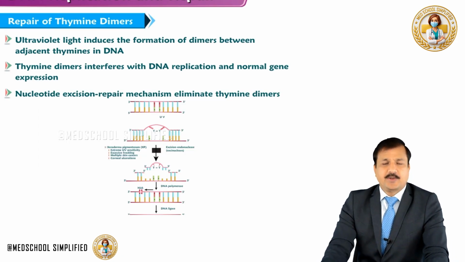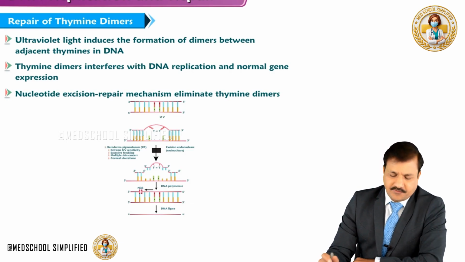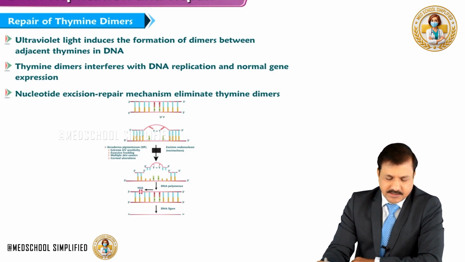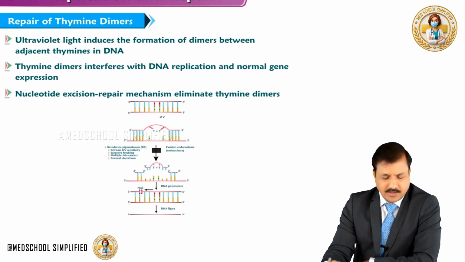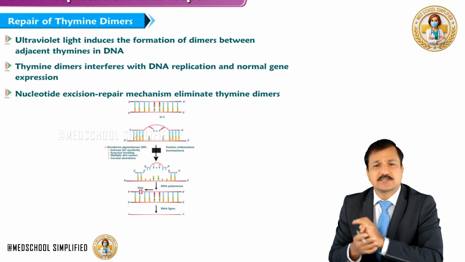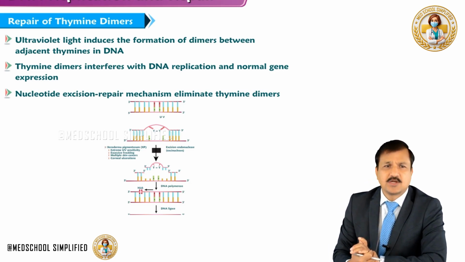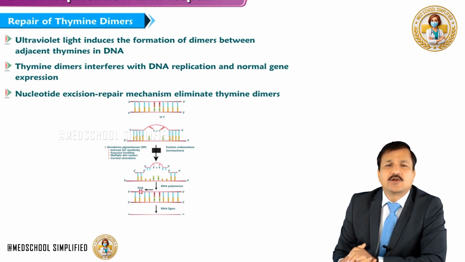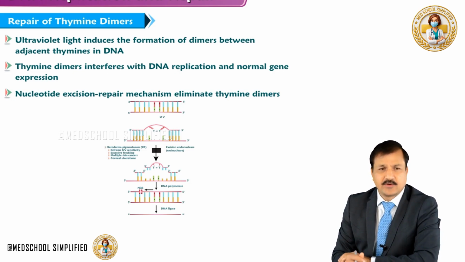Now let's look at repair of thymine dimers. Ultraviolet light induces formation of dimers between adjacent thymines in a DNA. So thymine dimers interfere with the DNA replication and normal gene expression. So a nucleotide excision repair mechanism eliminates these thymine dimers and allows DNA replication to go on. Now how exactly will a nucleotide excision repair mechanism go on? It is shown in the figure below here.